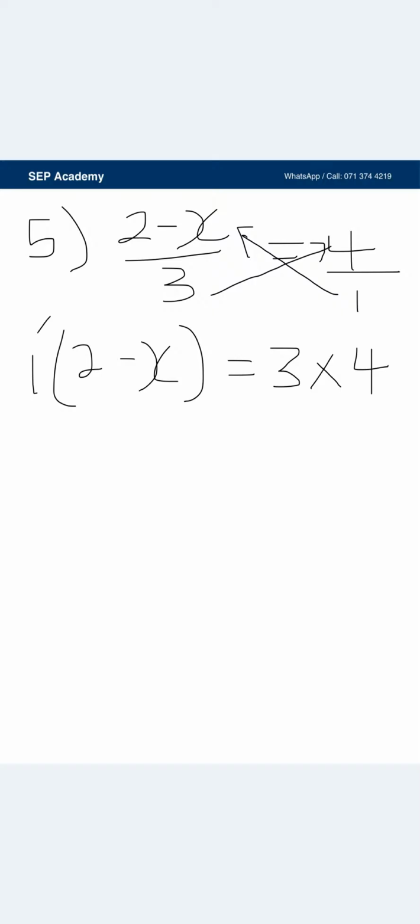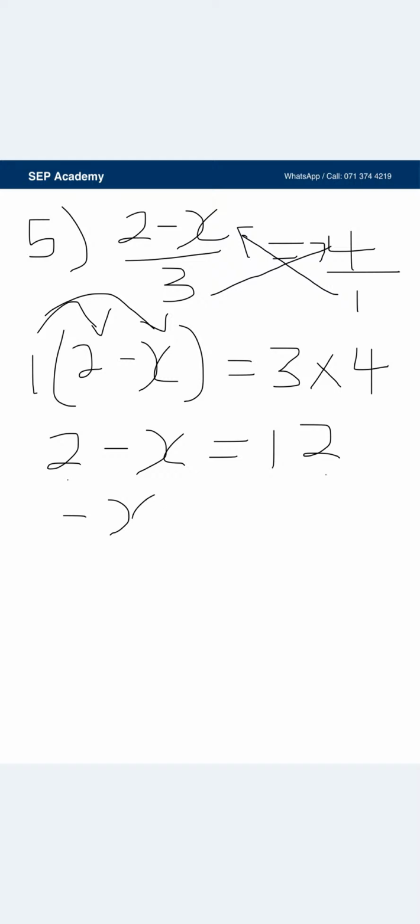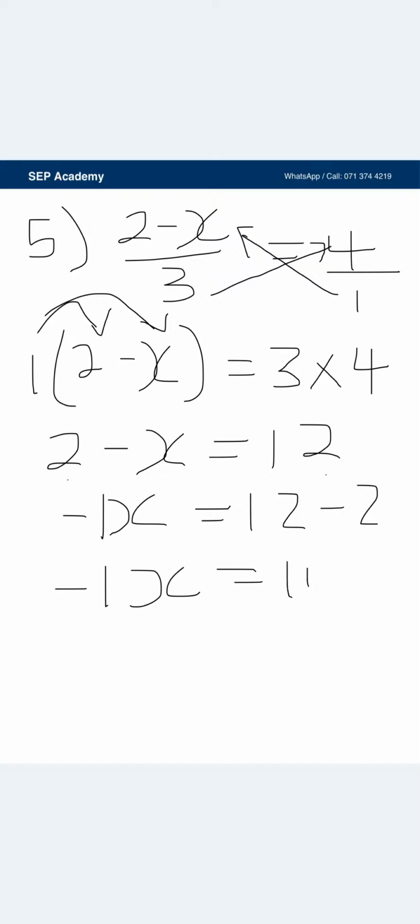Then this is where you now do this by that, that by that, just so that you remove the brackets. Definitely you will have 2 minusing 1x there. That times that, it will definitely be 12. Then now you can take this 2 to the other side. You remain with negative x, which will be equals to, obviously 12, that 2 changes the sign, it becomes minus 2. Then please remember that you have invisible 1 there. So let's just write it as invisible 1x being equals to that minus that. It will definitely be 10.